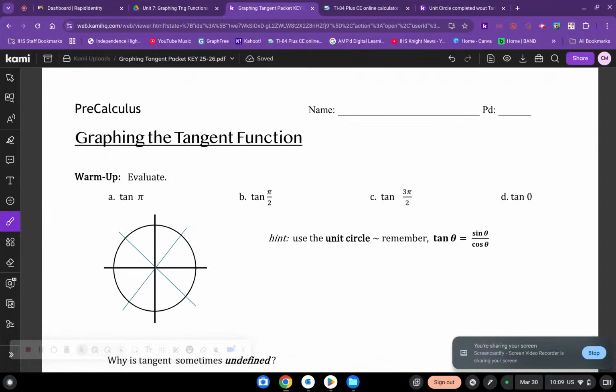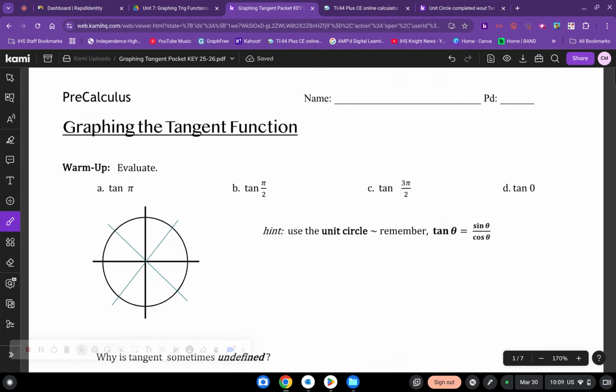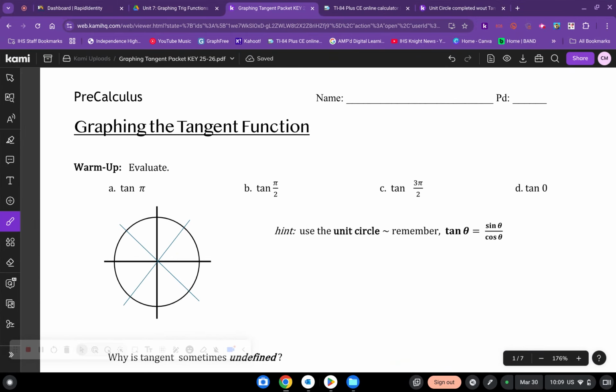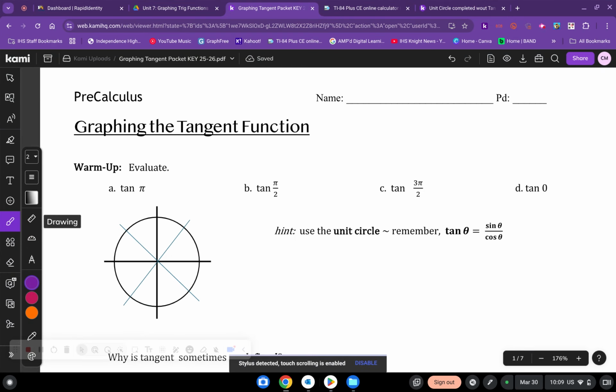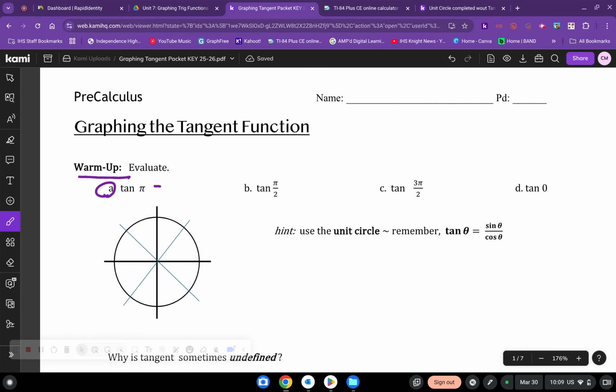Graphing the tangent function. First, let's evaluate some tangent expressions by looking at the unit circle. Part A here in this warm-up asks me what is the tangent of pi. So I'm going to go back to my unit circle. Remember, pi is located here.